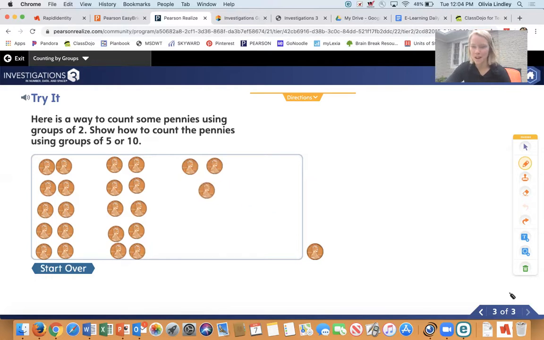Cool? Alrighty, guys. So now you're going to hop on over to Dojo, and your job on Dojo is going to be to count all of your shoes by 2s. So you're going to go and find all of the shoes that are yours, and then count those by 2s. And then you are also going to count the number of fingers that your family has by 5s.